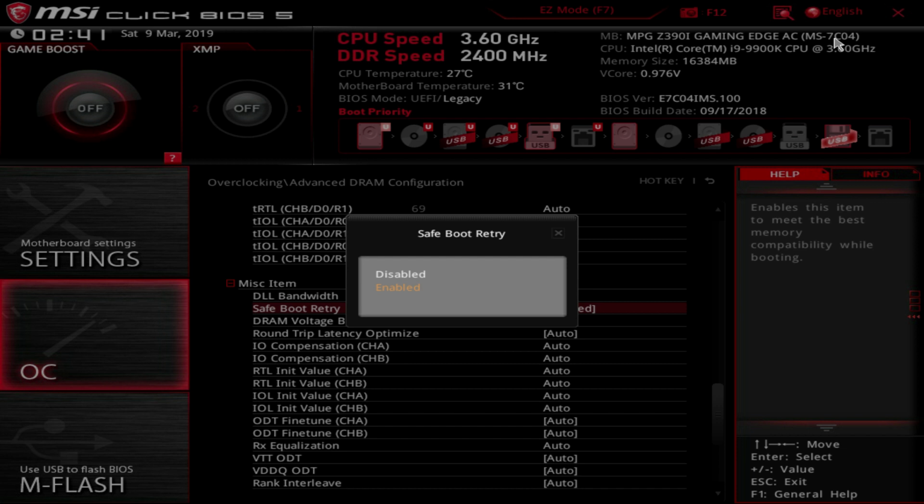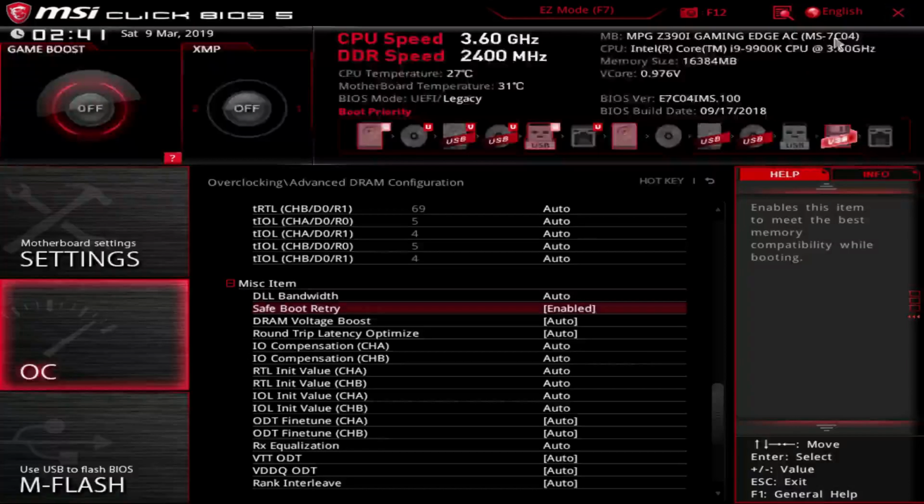Safe boot retry. I assume this is the reason why this motherboard doesn't get hung up on bad memory settings, so I would not disable that. I just leave that enabled.